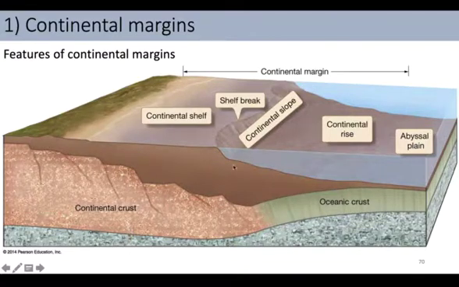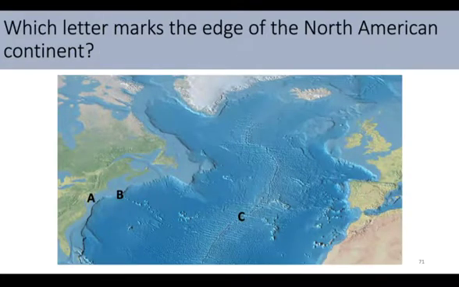So above our continental slope is where we have the transition really from continental crust to oceanic crust. And then we have the continental rise out to the deep ocean of the abyssal plain. So these are just the terms that you're going to want to know when you're talking about continental passive margins.